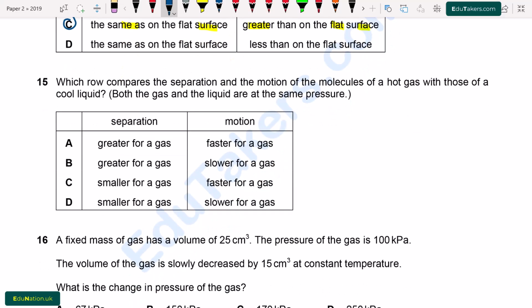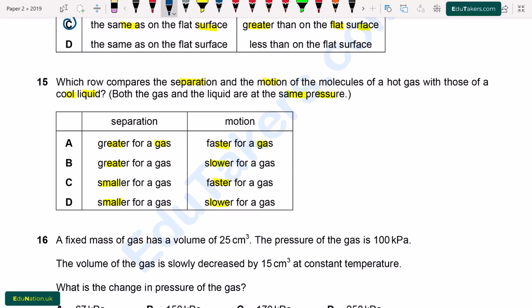Question number 15. Which row compares the separation and the motion of the molecules of the hot gas with those of the cool liquid? Both the gas and the liquid are at the same pressure. Option A, the separation is greater for the gas, motion faster for the gas. B, greater for the gas, slower for the gas. C, smaller for the gas, faster for the gas. D, smaller for the gas and slower for the gas.